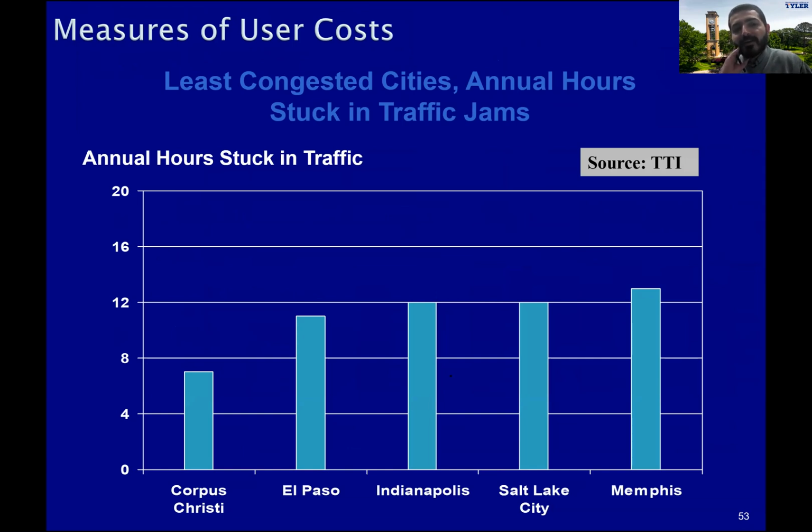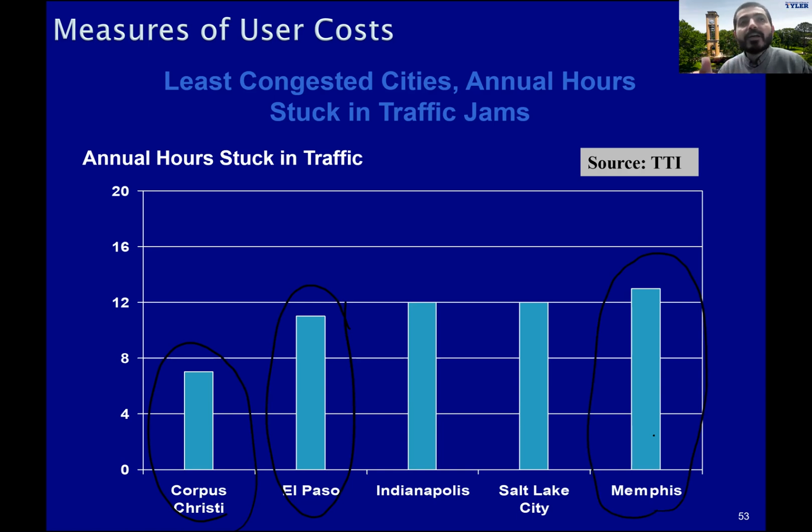It shows the annual hours for people stuck in traffic. In Corpus Christi, people get stuck in traffic for about 7 hours a year. In El Paso, it's about 11 hours. In Memphis, it's about 13 hours per person.